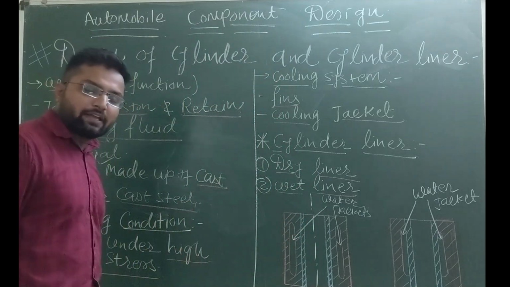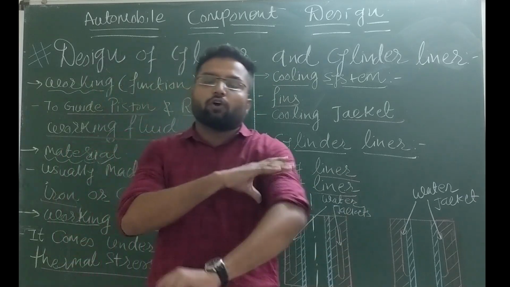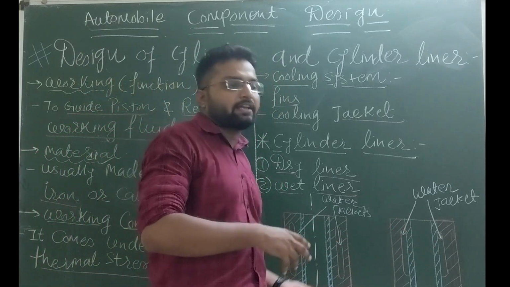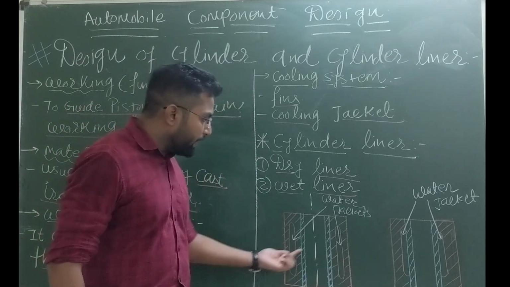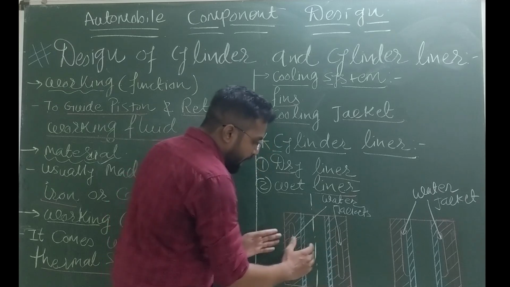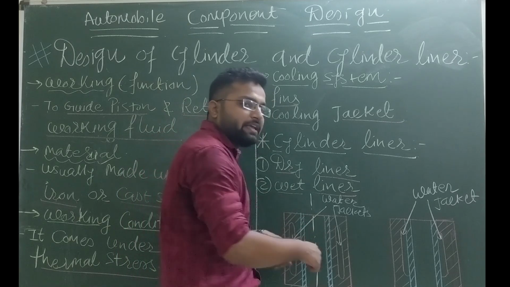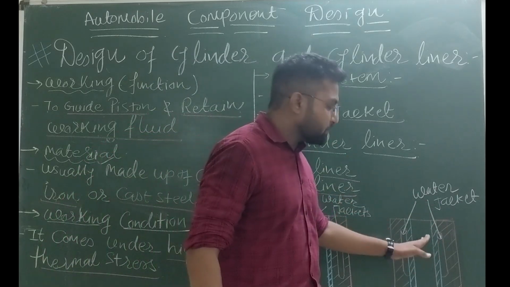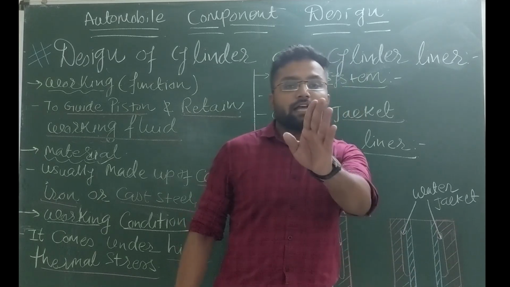There are two types of liners which we have. One is the dry liner, another is the wet liner. What is a dry liner and what is a wet liner? Also in GTU, this question always occurs. In the case of the dry liner, you can see this blue color portion is the cylinder liner, and the pink color portion is the water jacket, in which the liner is not directly in contact with the water jacket. That is called a dry liner. And when the liner is directly in contact with the water jacket, or water vessel, that is called a wet liner.